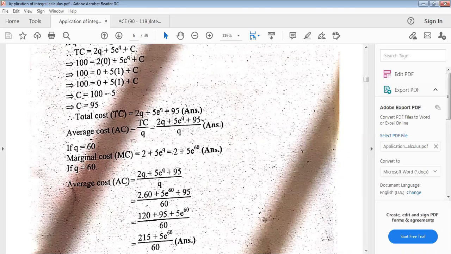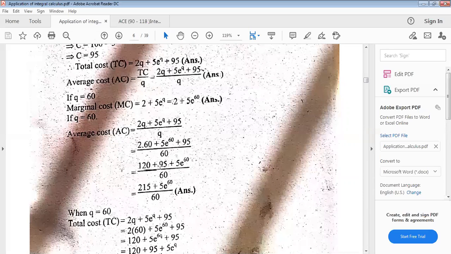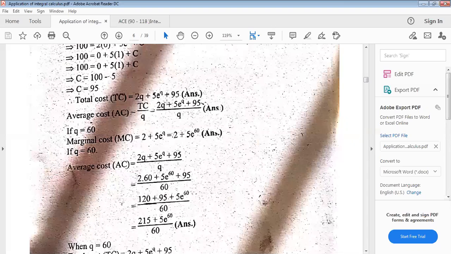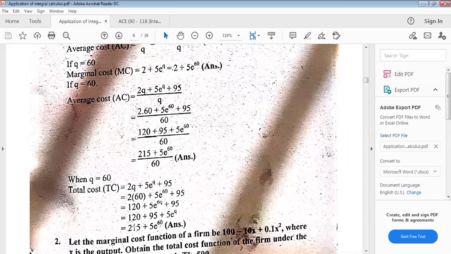Now if q equals 60, what will the average cost be? Average cost is this, right? Just putting q equals 60 here: 120 plus 95 plus 5 into e to the power 60. This is the result. When q equals 60, what will the total cost be? Just putting q equals 60, this will be the total cost. Understand?